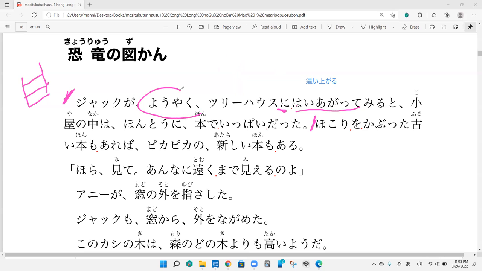What does yoyaku mean? It's a time. Like 4 minutes, 4 seconds. Yeah, it means like after a while. Yoyaku. Tsuyasu ni haiagatte. So Annie was like, bam, he went don, don, don, I believe is the sound effect they use. So she was like, bam, bam, bam.